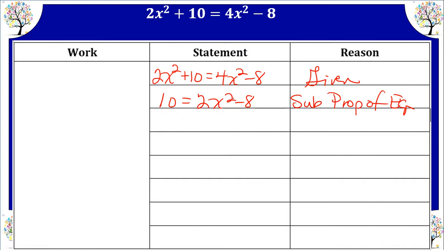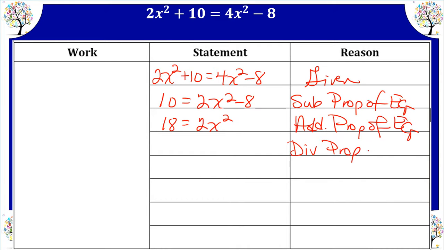Now, x was being squared, then multiplied, then subtracted. So I'm going to undo the subtraction by adding. So the addition property of equality. And when I add, I get 18 is equal to 2x squared. Now we need to get rid of the 2 times, so I'm going to use the division property to get rid of 2 times. And I'm going to go ahead and switch this and put my x term on the left.